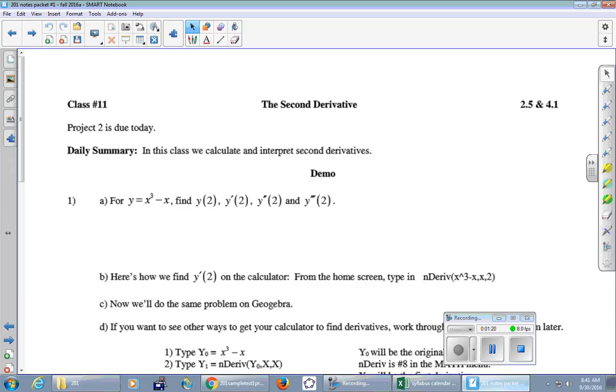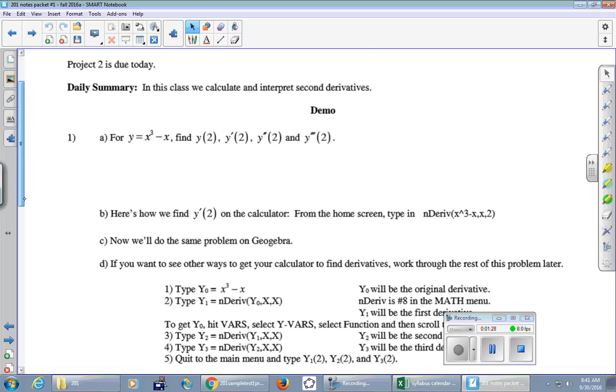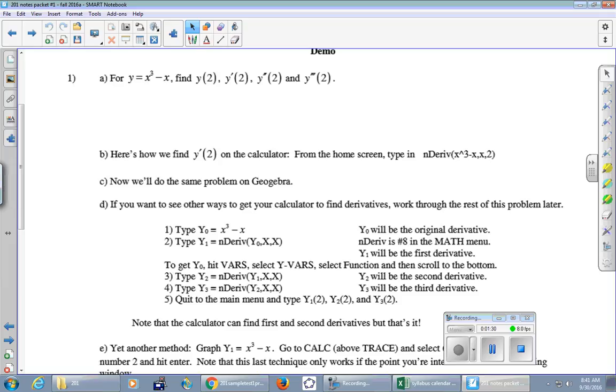So on page 68, daily summary. In this class, we calculate and interpret second derivatives. Number 1, for y equals x cubed minus x, we're going to find y of 2, y prime of 2, y double prime of 2, and y triple prime of 2.